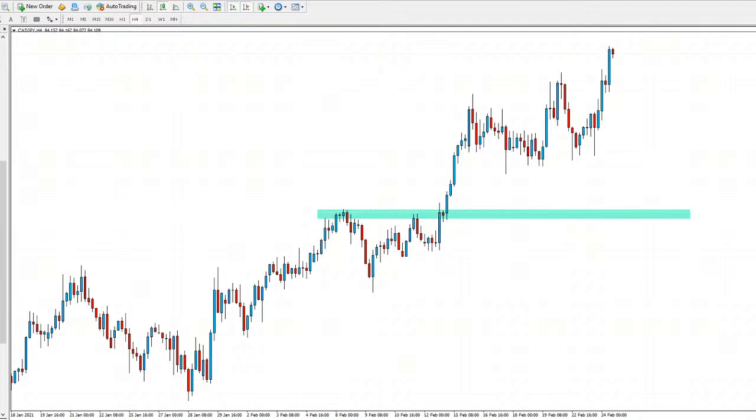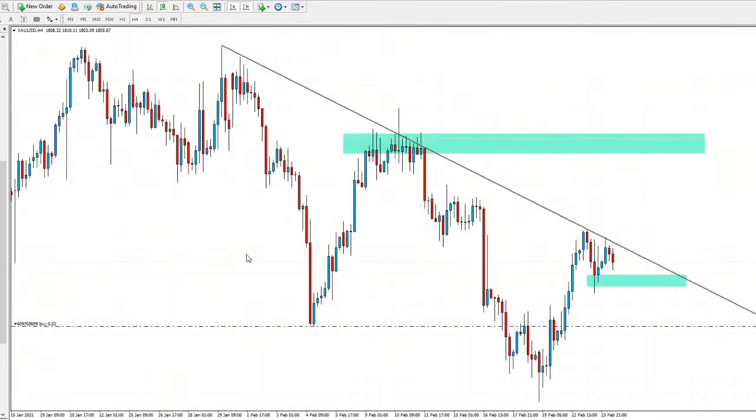So I'm currently in a gold long position to see if we can take that higher, past that trend line. Going to see how that gets on.